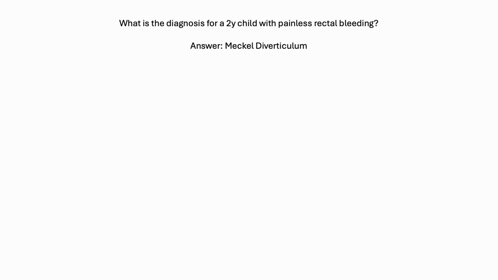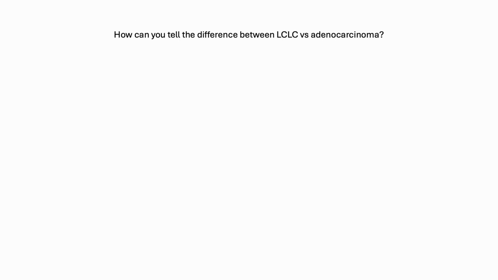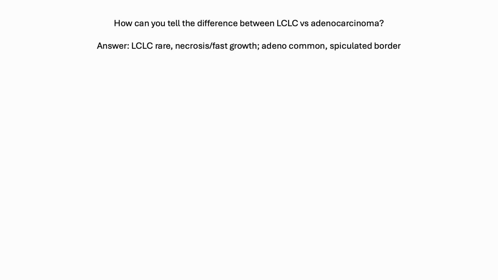What is the diagnosis for a 2-year-old with painless rectal bleeding? It's going to be Meckel diverticulum. How can you tell the difference between large cell lung cancer versus adenocarcinoma? LCLs are much more rare. They also have necrosis and are faster growing. Adenocarcinomas are more common and they have a spiculated border.